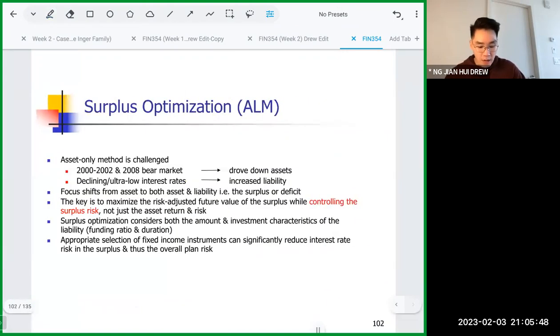Okay, so we talk about surplus optimization. We already talked a little about it. When you talk about surplus optimization, we need to think about liabilities, so not only assets. And how do we optimize liabilities? We need to do hedging. So we need to consider both. For liability, we need to consider various factors, such as how much risk, what is the maturity of your liability, and what is the amount of your liability. All this plays a role in liability management.